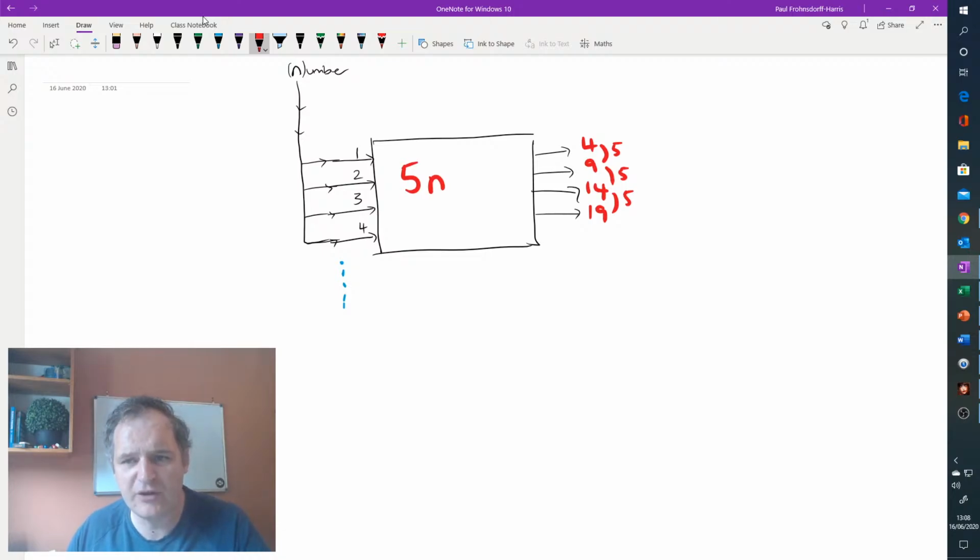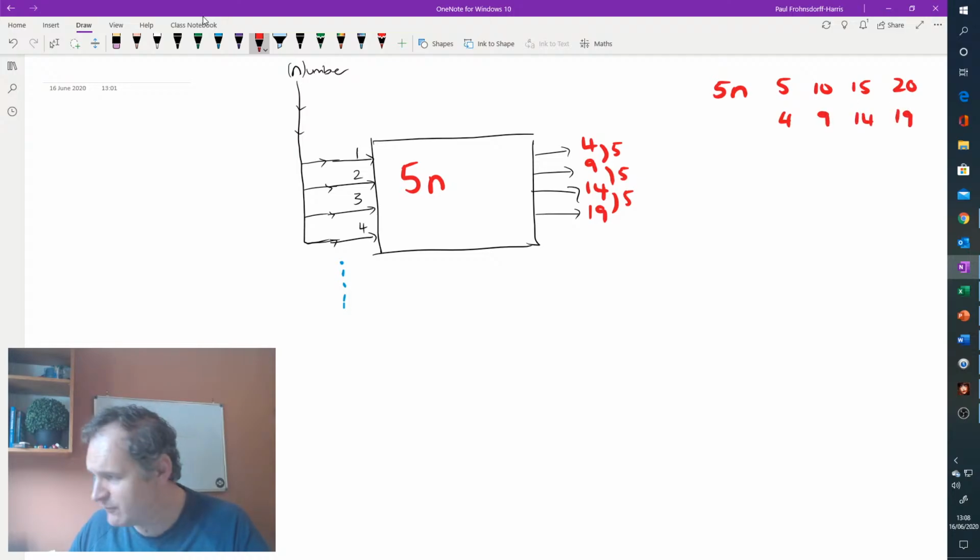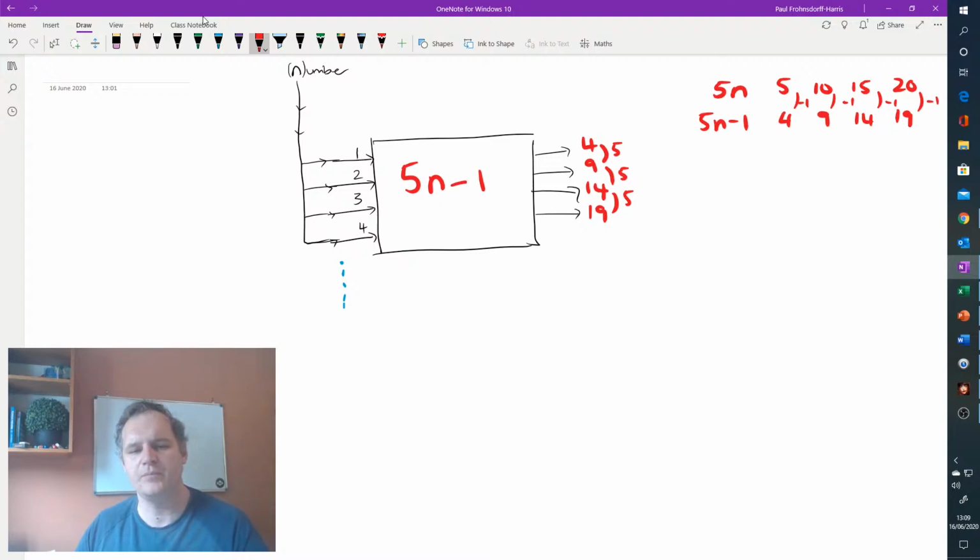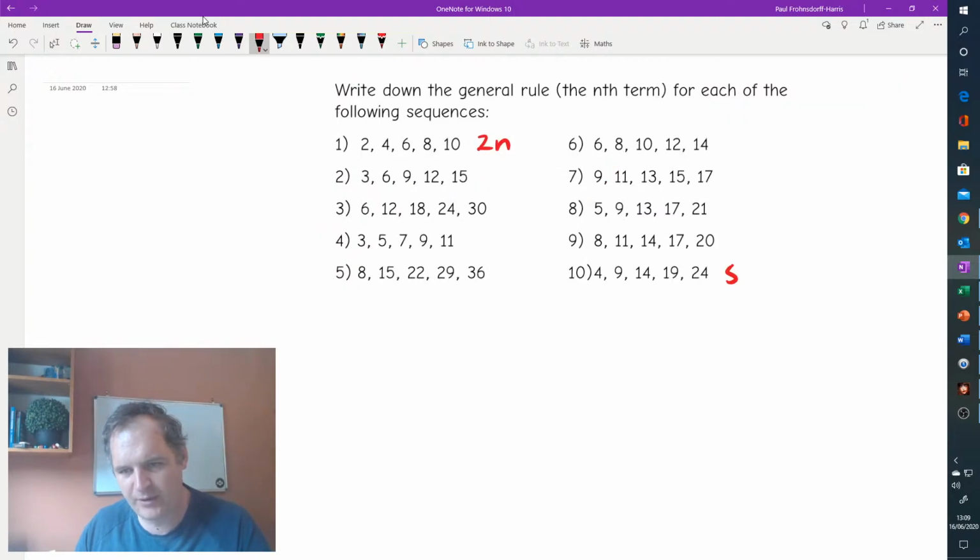But the problem is, the 5 times table is 5, 10, 15, 20. And we haven't got 5, 10, 15, 20. We've got 4, 9, 14, 19. In fact, all of these have had 1 taken away. And that is the reason Adeline is telling us in the chat it's 5n minus 1. Because 5 goes down 1 to 4, 10 goes down 1 to 9, so it's 5n minus 1. Okay, so each time, and we go back to where we were doing the questions, 5n minus 1.